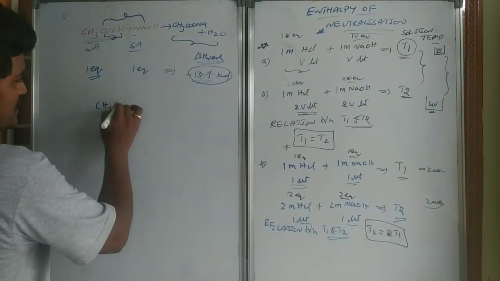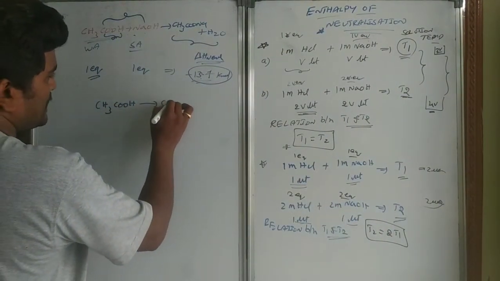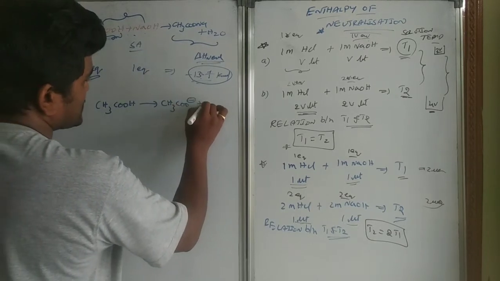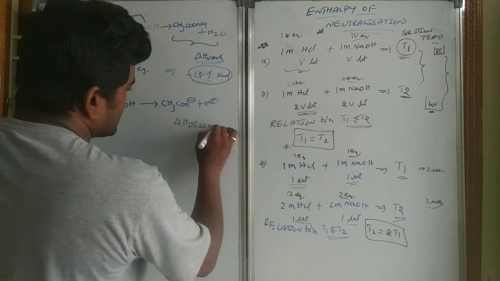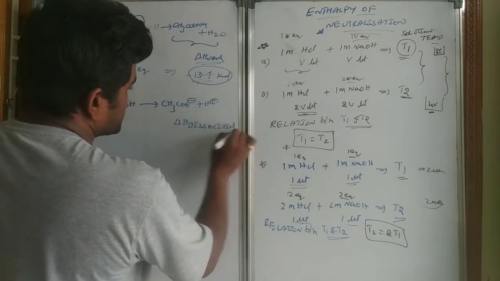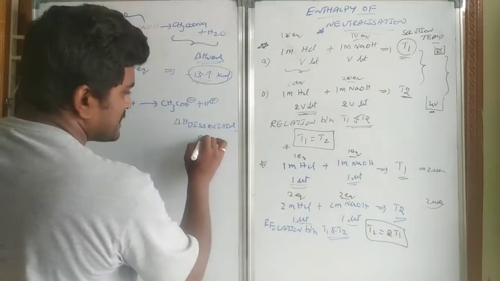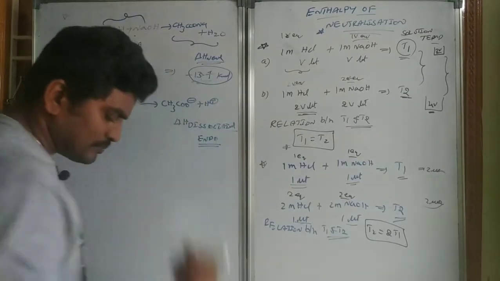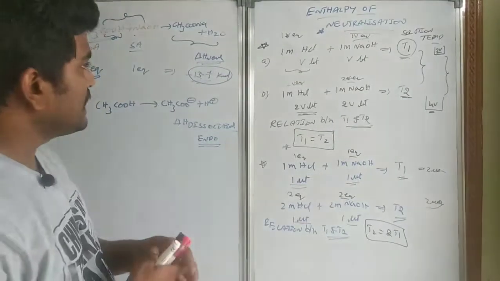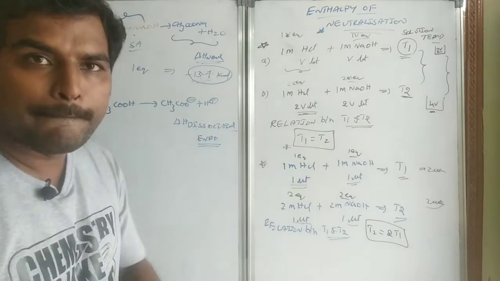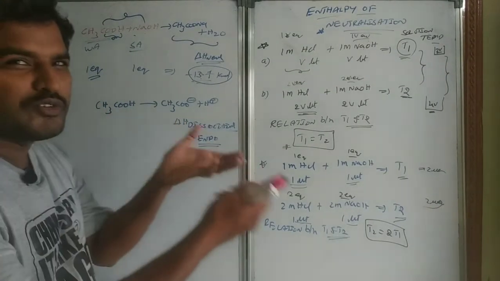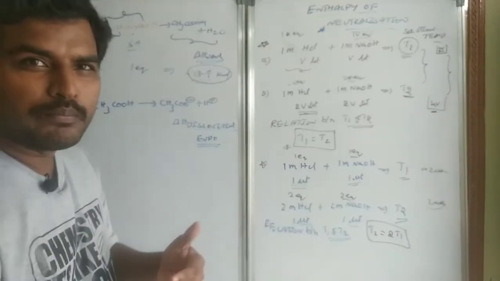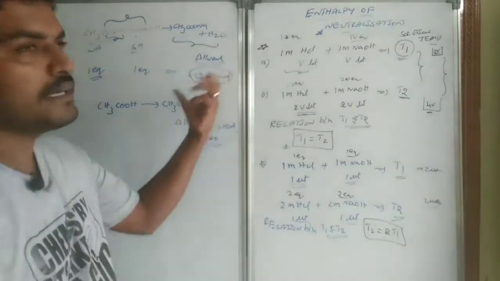So CH3COOH will dissociate as CH3COO minus and H plus. This is known as enthalpy of dissociation. This is always endothermic. So originally 13.7 should come. Since you are using a weak acid, in place of this you can use a weak base also. The same theory is applied for both of them.